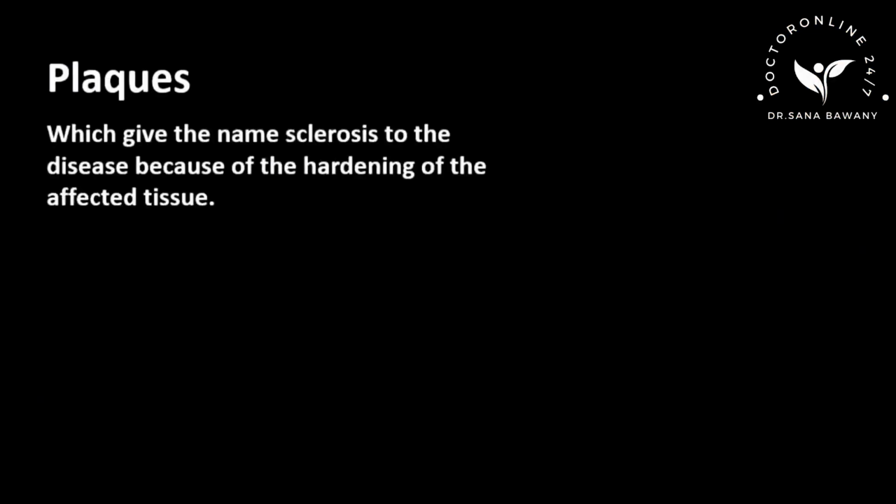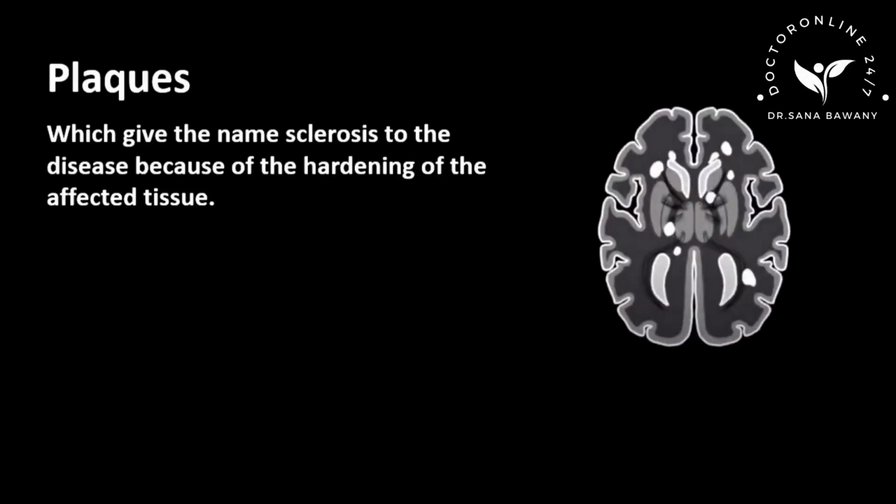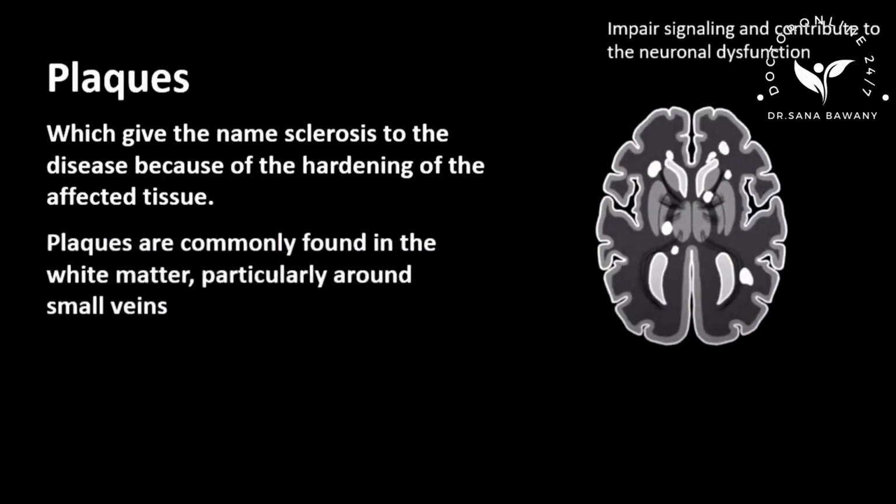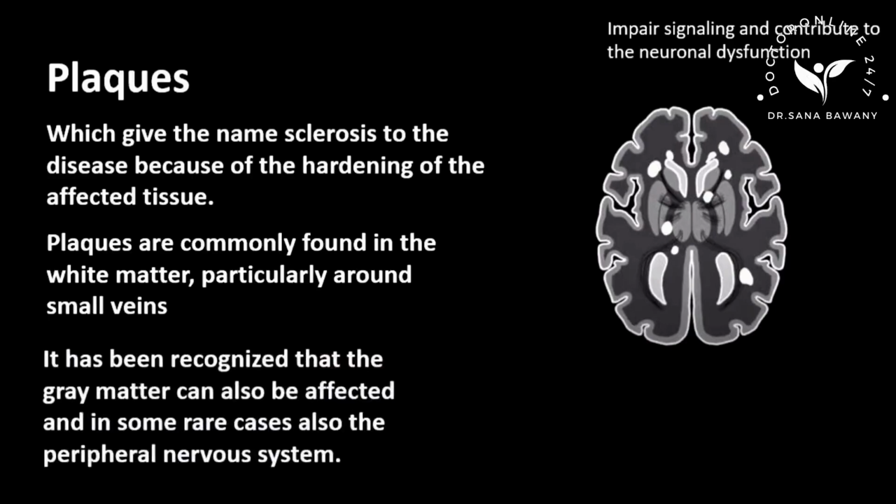As this process is repeated, scar tissue forms along the axons, known as plaques, which give the name sclerosis to the disease because of the hardening of the affected tissue. These further impair signaling and contribute to the neuronal dysfunction. Plaques are most commonly found in the white matter, particularly around small veins, but can affect anywhere within the central nervous system. More recently it has been recognized that the gray matter can also be affected, and in some rare cases also the peripheral nervous system.